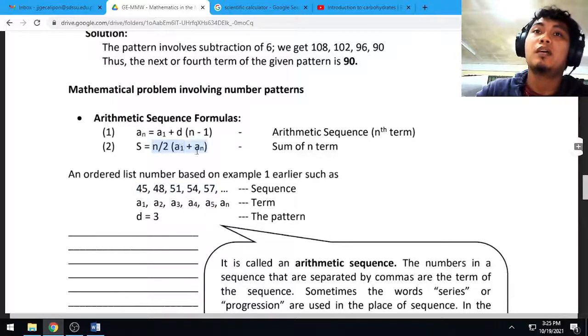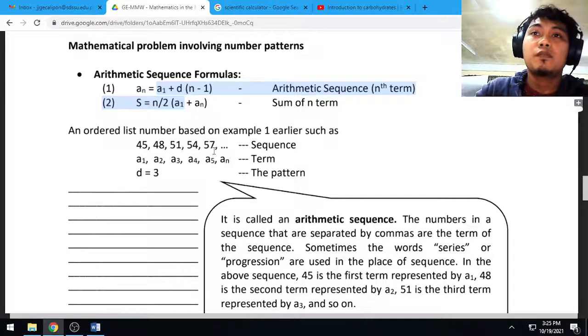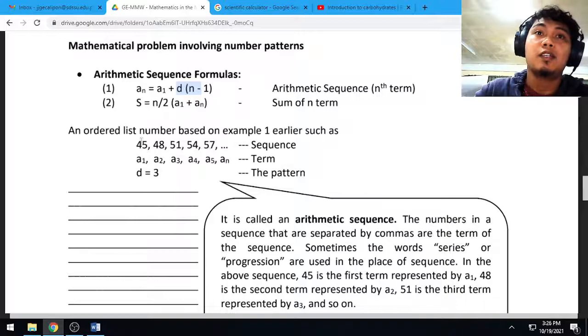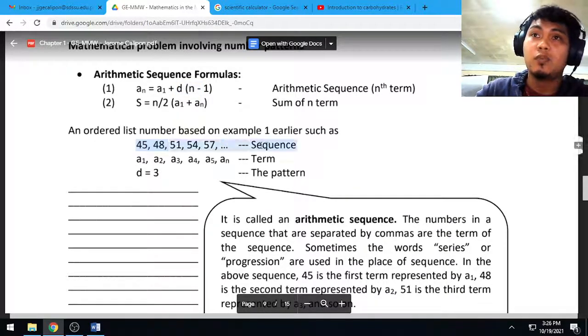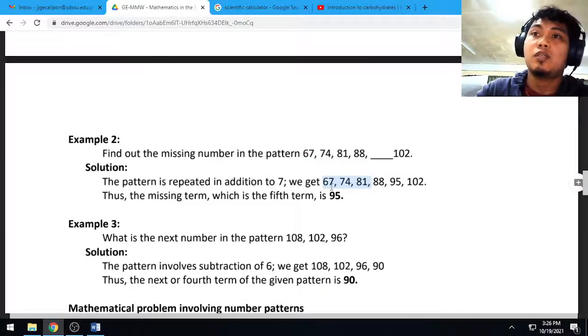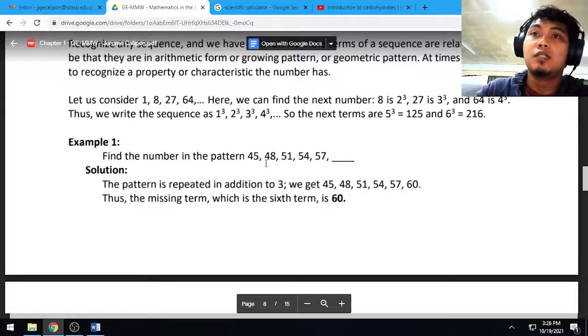So meron tayong formula. But before I show you how to use and apply this formula, let's familiarize ourselves first with the variables na nakikita natin sa mga formula. Kilalanin muna natin sila bago natin gagamitin. So dito, here's the sequence. Itong mga binibigay, tawag dyan is sequence or set of sequence.